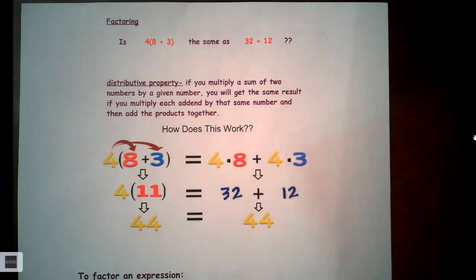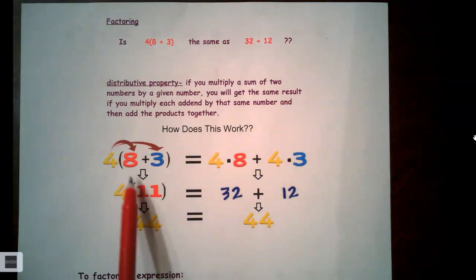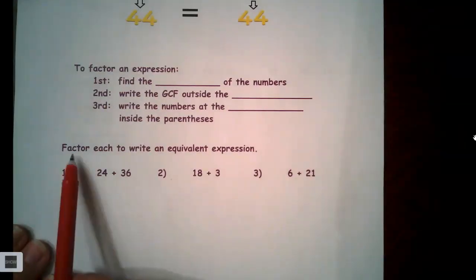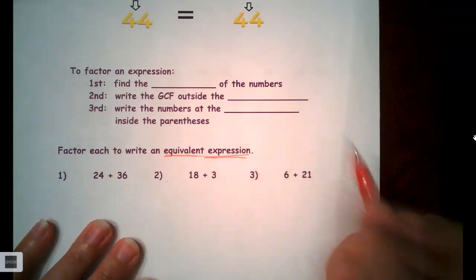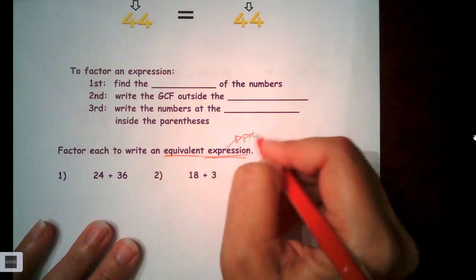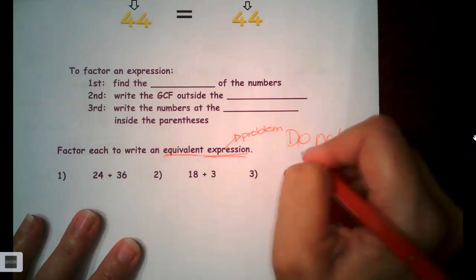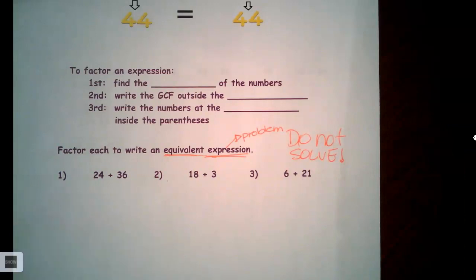All right, so for our purposes, factoring right now, we're factoring two numbers. And we're going to use the GCF. Let me show you how it works. I want to fill this out as we are working a problem because it just seems to make a whole lot more sense. The directions say factor each to write an equivalent expression. Well, you know, equivalent means equal. An expression is still a math problem. So that tells us do not solve. They aren't asking you to solve it. They just want you to write an equivalent math expression.